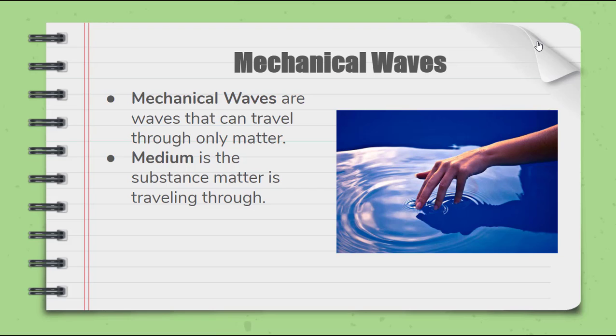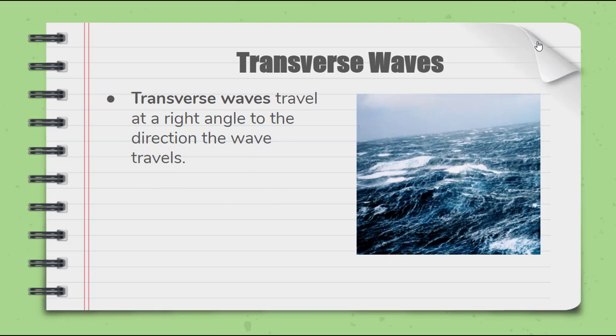The first one is a mechanical wave, and these are waves that can travel only through matter. Medium is the substance that the wave is traveling through. So, for example, when the person in the picture touches the water, the water is the medium itself, and how fast waves travel and the frequency and the wavelength is directly related to the medium that it is moving through, as well as the amount of energy that particular wave has.